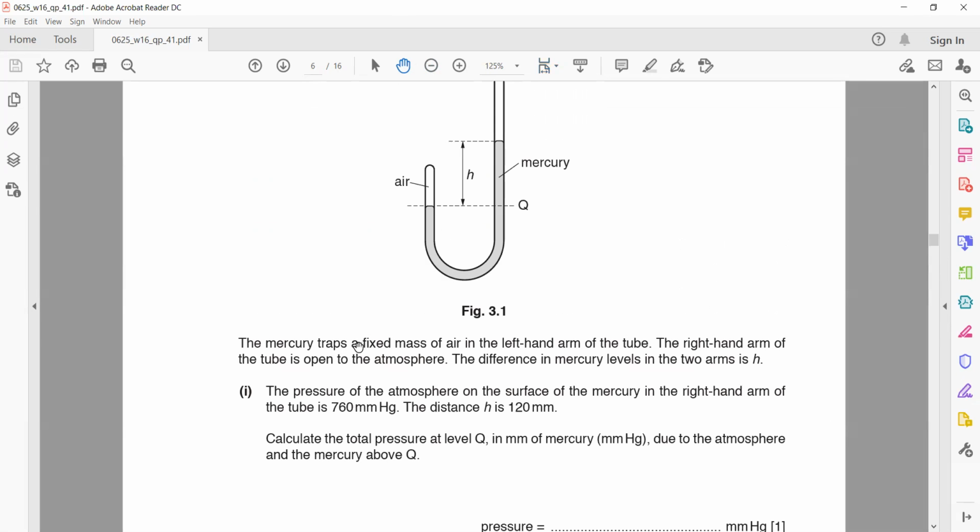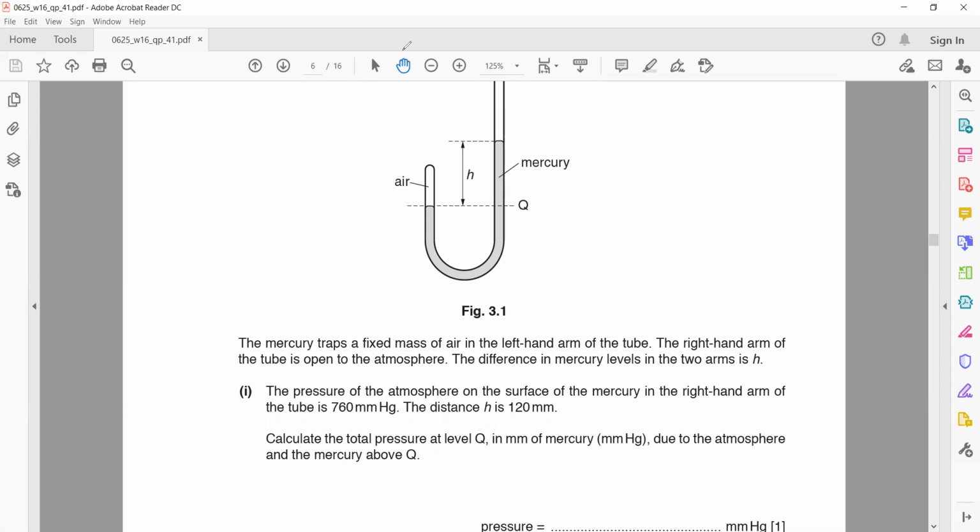the mercury traps a fixed mass of air in the left hand arm of the tube. The right hand arm of the tube is open to the atmosphere. The difference in the mercury level in the two arms is denoted by h. The pressure of the atmosphere on the surface of the mercury in the right hand arm is 760 millimeters, and the distance h is given. Pressure can also be represented in terms of length, so pressure can also be denoted as millimeters of mercury.